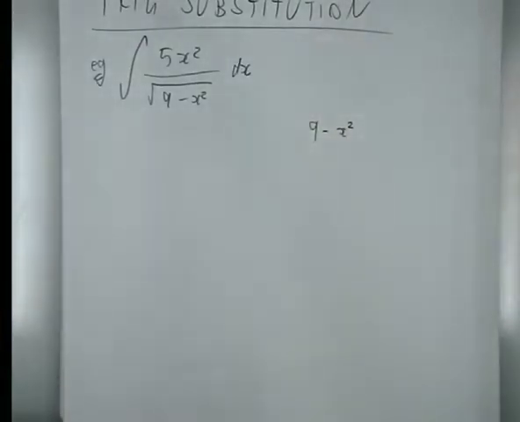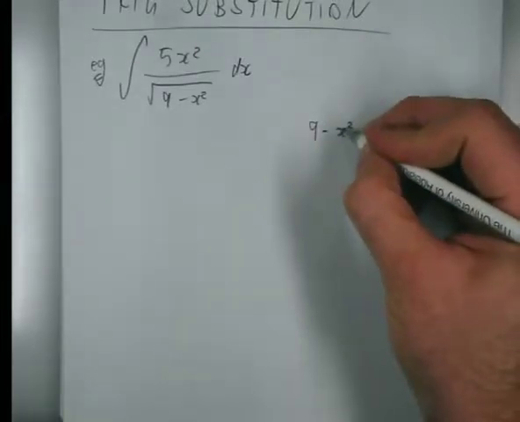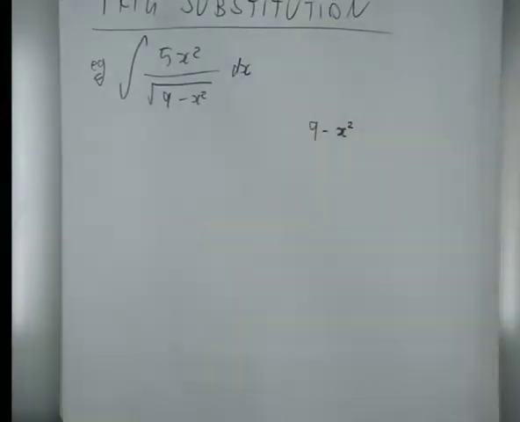I want that to match with a trig identity. And my trig identities tend to have variables in them, like sin x squared plus cos x squared equals 1. But if I rearrange that, I can arrange it to have a number and a variable. Okay? And that's what I'm thinking about.